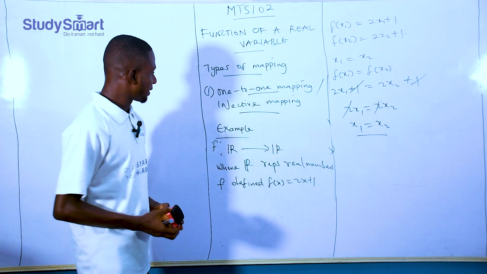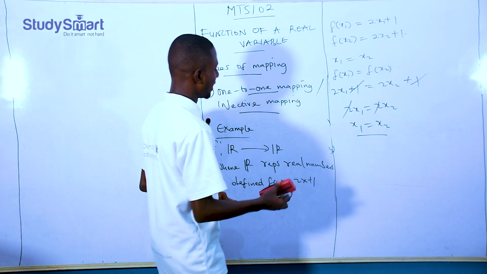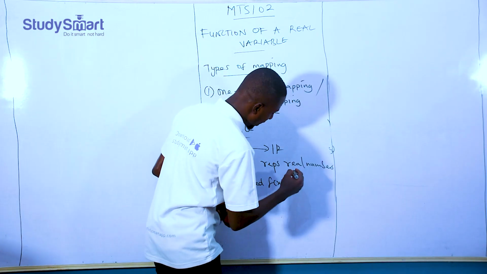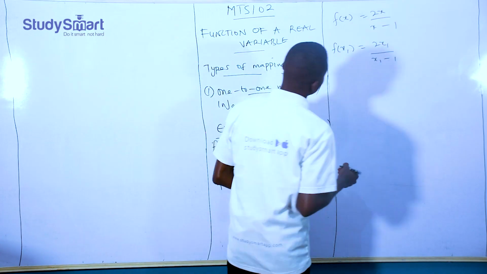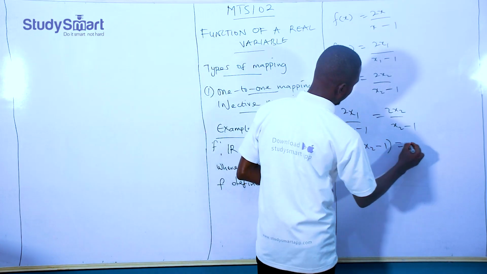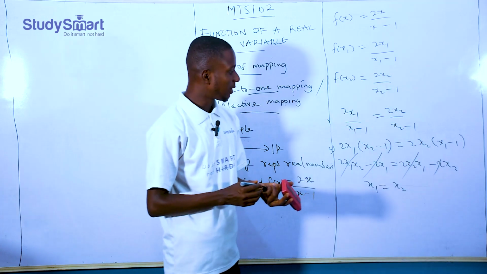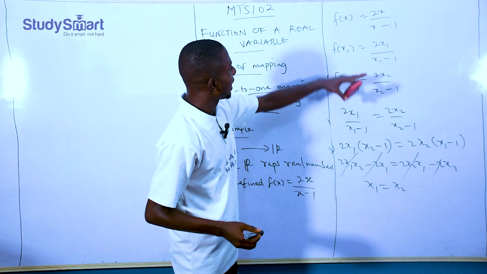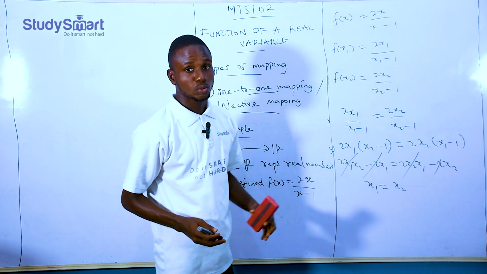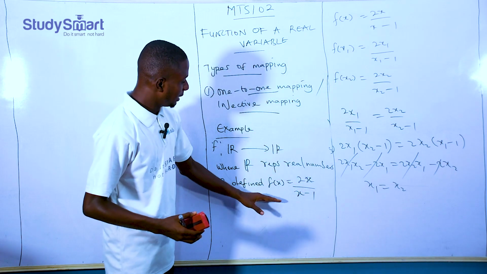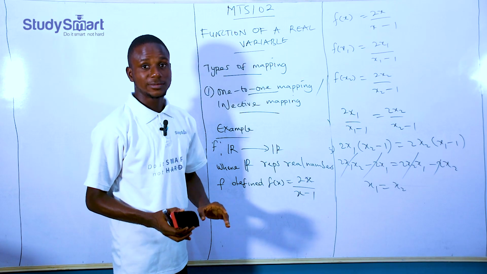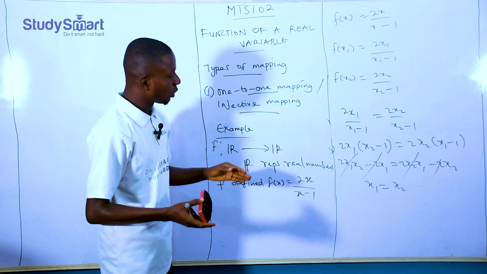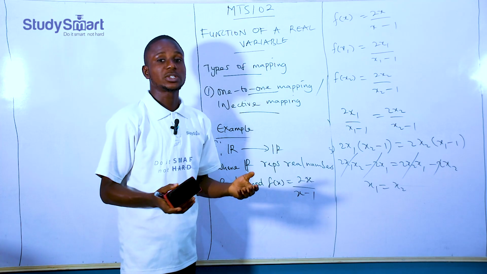Now let's take a look at another example. We are still looking at a mapping from real numbers to real numbers, but let's change our f of x to something else. Therefore, since x1 equals x2 such that f of x1 equals f of x2, we can conclude that this mapping is an injective mapping.